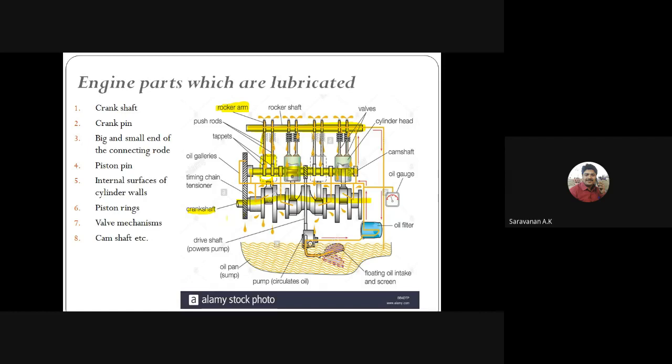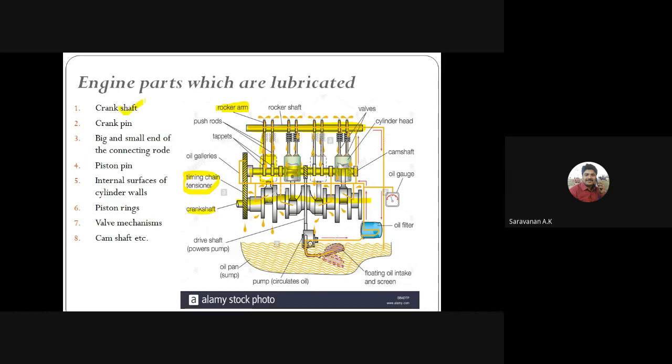So the camshaft and the crankshaft will be connected by the timing chain or timing belt, right? So it will work by the timing chain or a timing belt. So what are the terms, right? What are the terms?